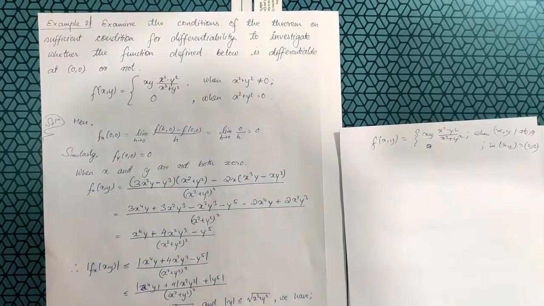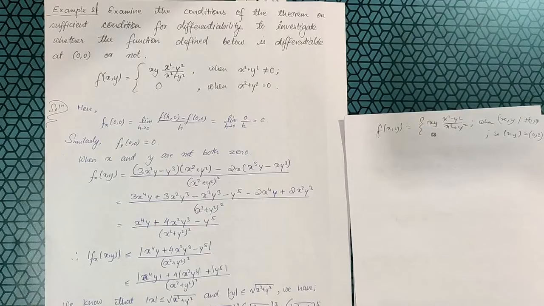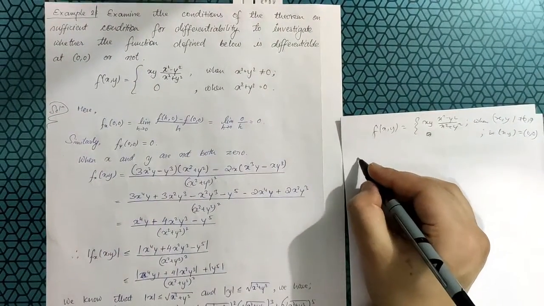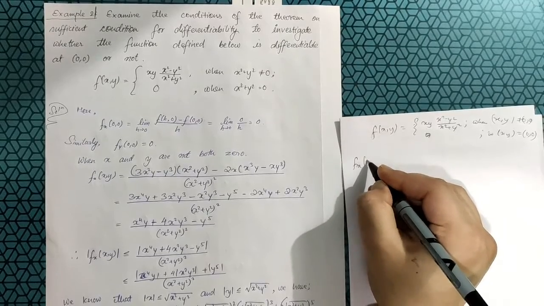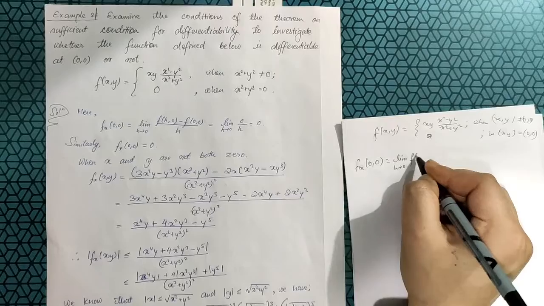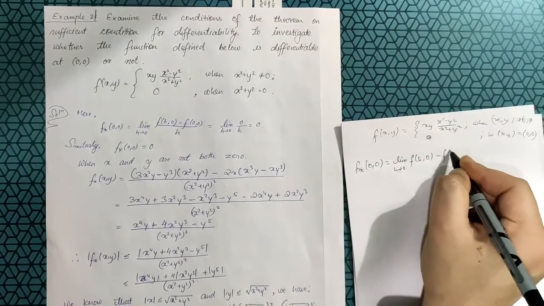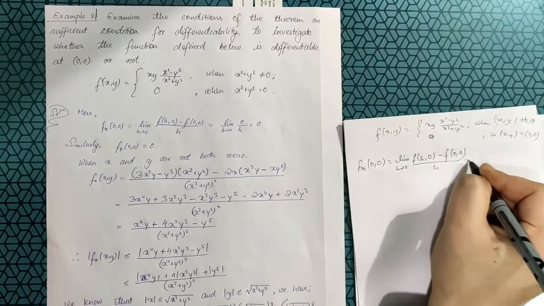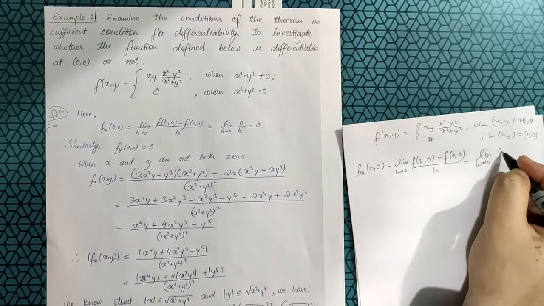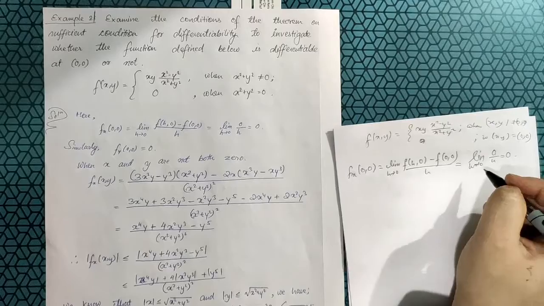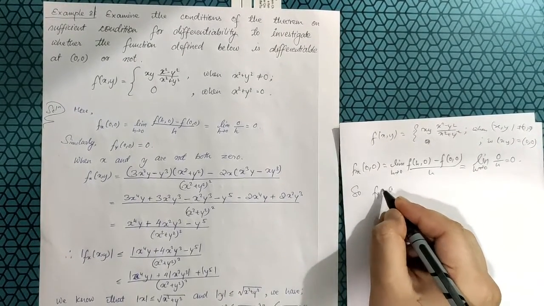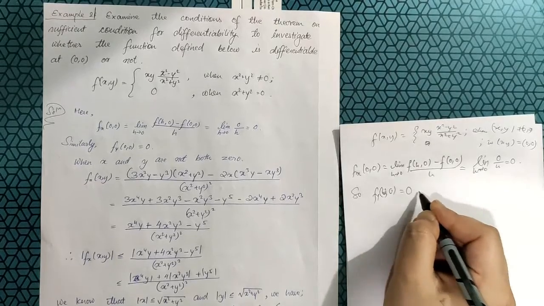So we need to investigate. So here what we do is we first find the partial derivatives. So f_x at the point (0, 0) will be the limit as h tends to 0 of [f(h, 0) - f(0, 0)]/h, which is the limit as h tends to 0 of 0/h, which is 0. Similarly, we can get f_y at the point (0, 0) is equal to 0.